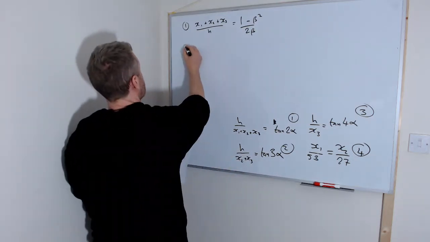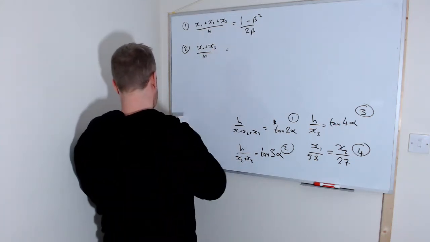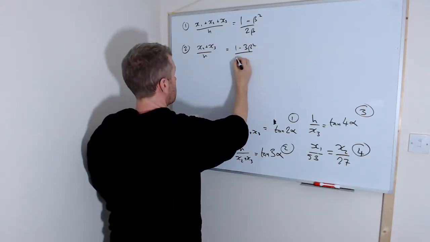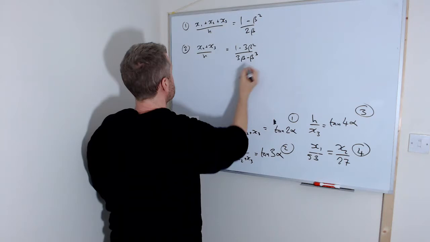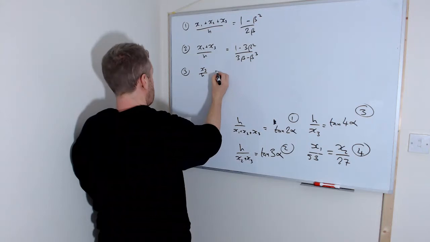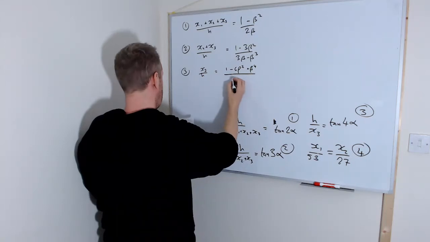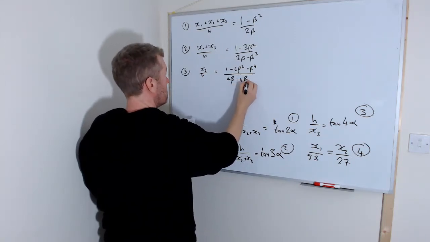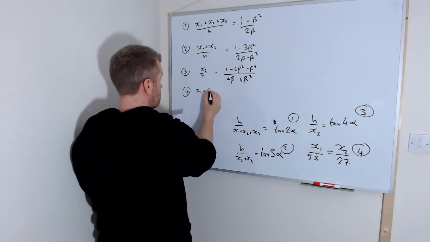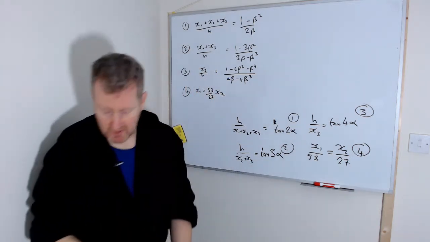That's the second equation. Then equation 2 becomes x2 plus x3 over h is equal to 1 minus 3 beta squared over 3 beta minus beta cubed. Equation 3 becomes x3 over h equals 1 minus 6 beta squared plus beta to the 4 over 4 beta minus 4 beta cubed. And equation 4 remains the same. x1 equals, let's just multiply up, shall we, 53 over 27 x2. Okay, so there are 4 equations. Now we've got to solve them.